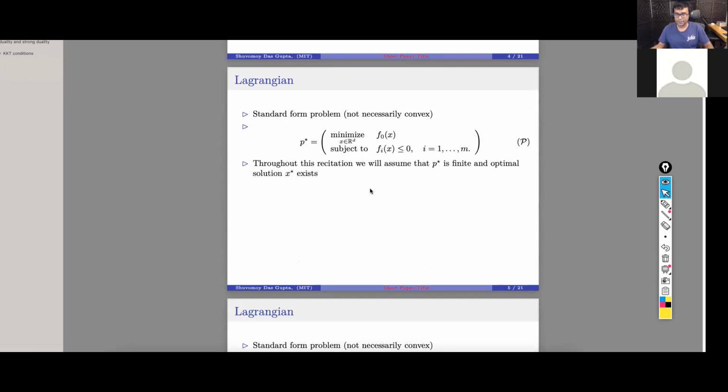So keep in mind that we were trying to solve some sort of primal problem. For this primal problem, we were trying to minimize some objective value f naught x subject to a number of inequality constraints, M of them. And for simplicity, we will assume that the optimal value is finite and optimal solution x star exists.